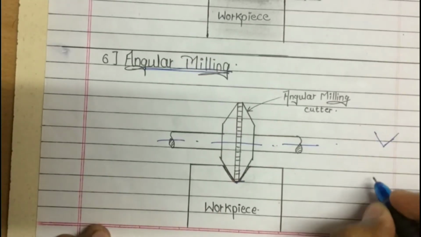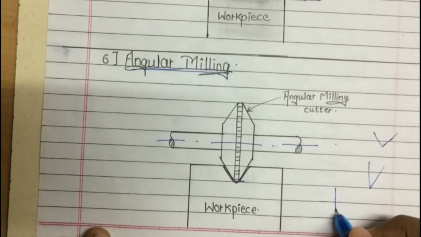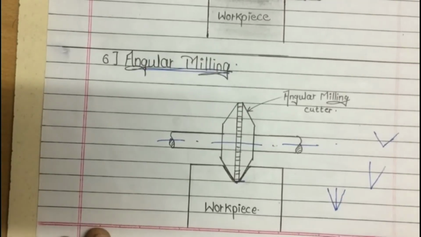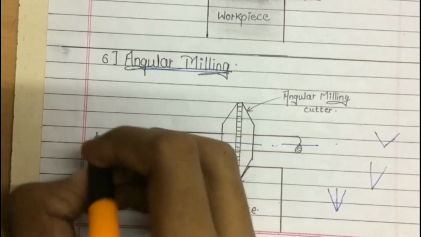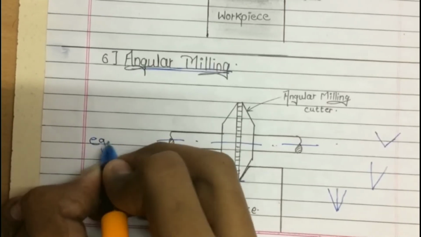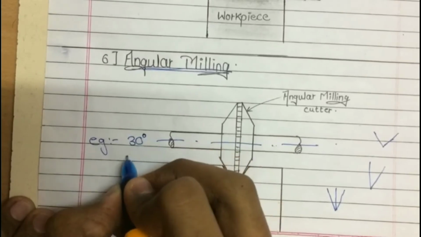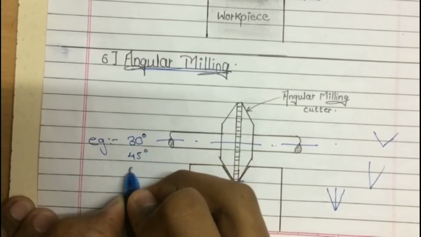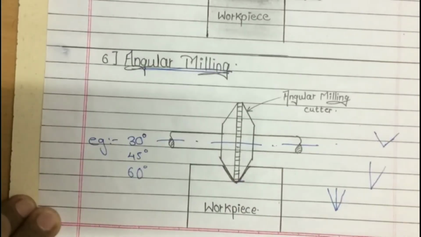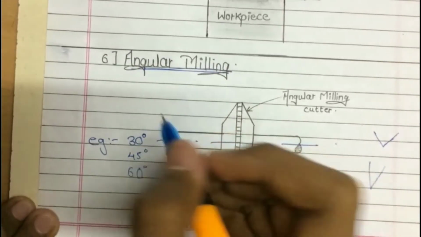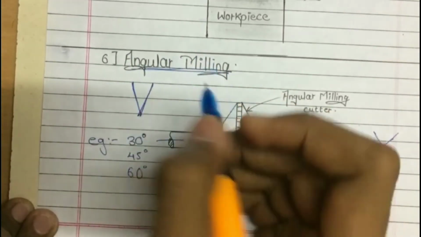In this operation, single angle or double angle cutters are used, which are available in different sizes and different angles. Example, 30° and 60°. And this operation is mainly used to produce V slots or V grooves.